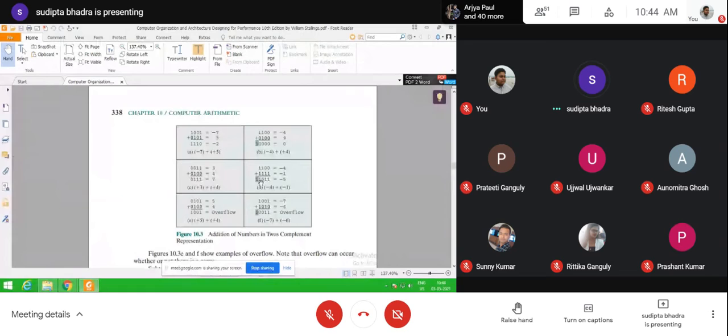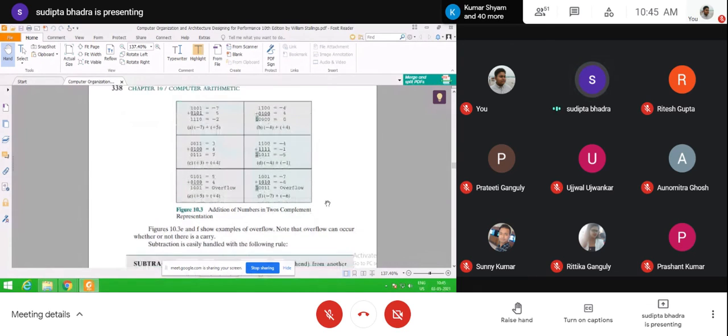Here you see, in case of 10.3d, what value is present in the 4 bits? 1011. So 1 means minus 8, and the remaining bits give you plus 3, minus 8 plus 3 is minus 5. So the overflow condition arises whenever the number does not fit in the particular number of bits which are used for the ALU operation.